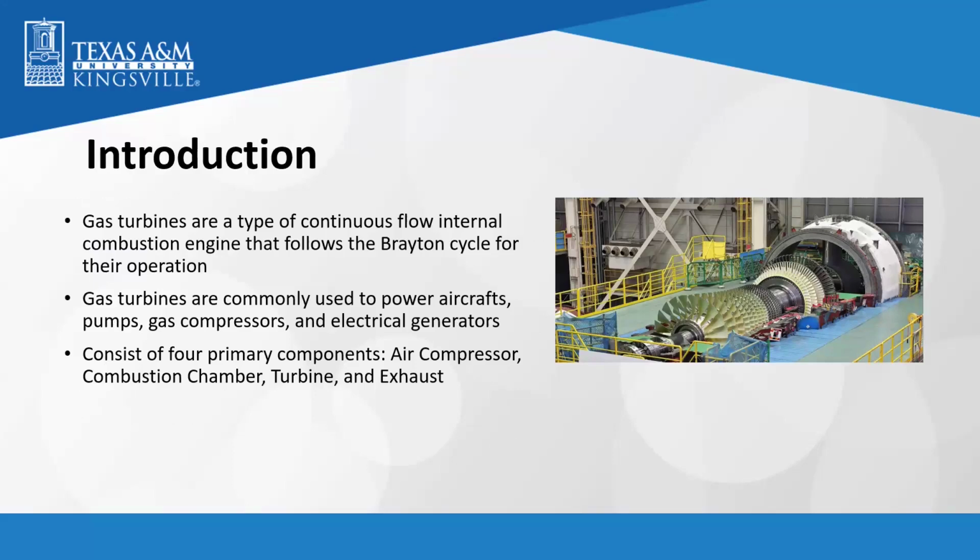Gas turbines are a type of continuous flow internal combustion engine that follows the Brayton cycle for their operation. They are commonly used to power pumps, aircraft, gas compressors, and electrical generators. They mostly consist of four primary components: the air compressor, the combustion chamber, the turbine, and the exhaust.